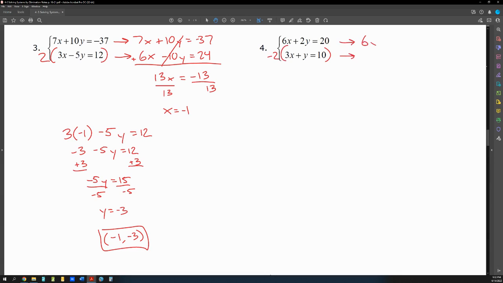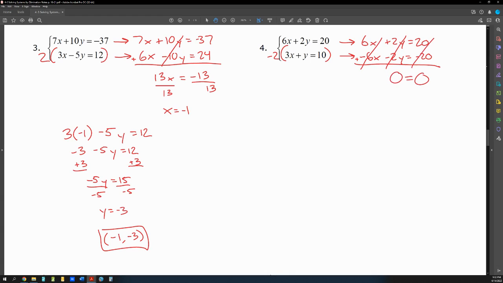The top equation, I'll rewrite, 6x plus 2y is equal to 20. And multiplying the bottom equation by negative 2, we get negative 6x minus 2y is equal to negative 20. Adding these equations up, something very interesting happens. 6x plus negative 6x cancels. 2y plus negative 2y cancels. 20 plus negative 20 cancels. Everything cancels, so we're left with nothing on both sides of the equation.